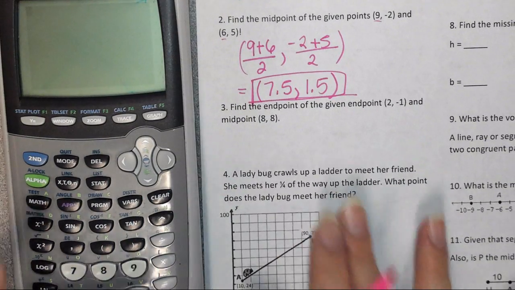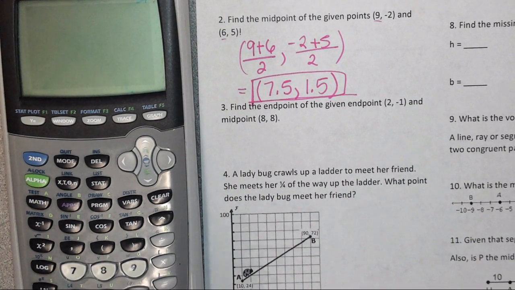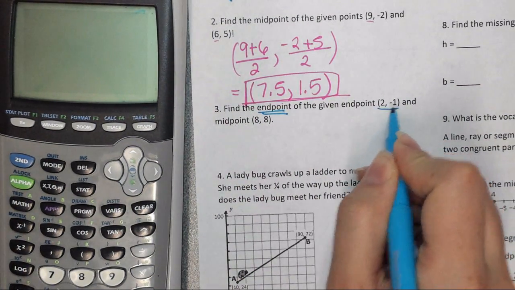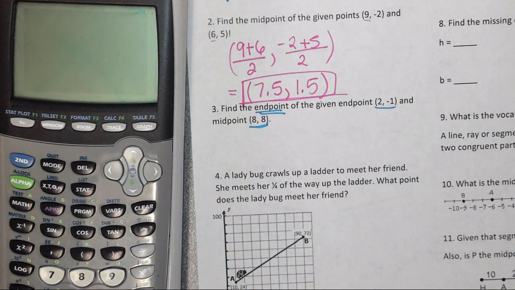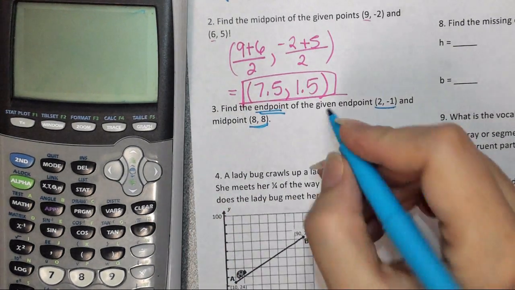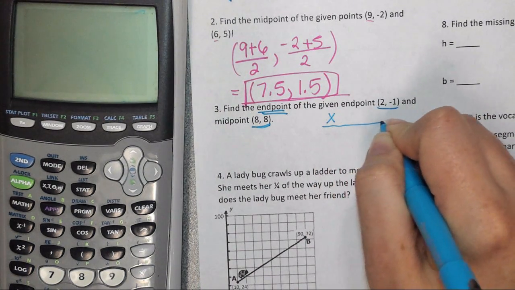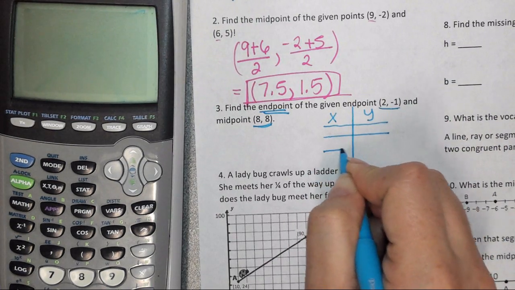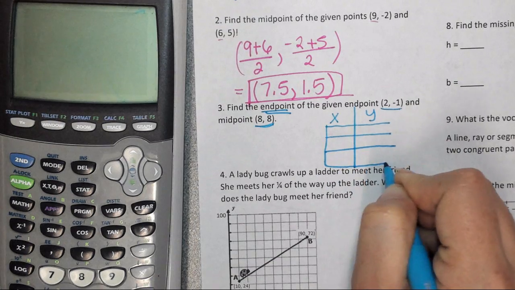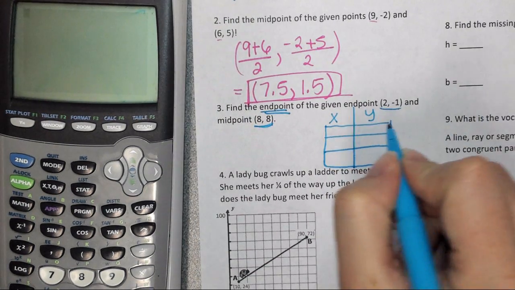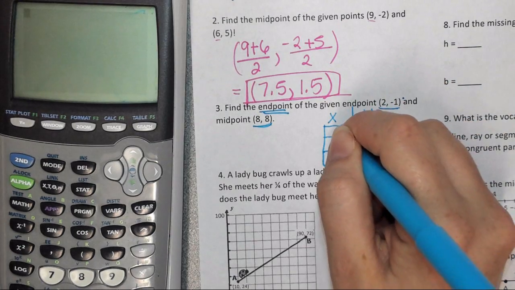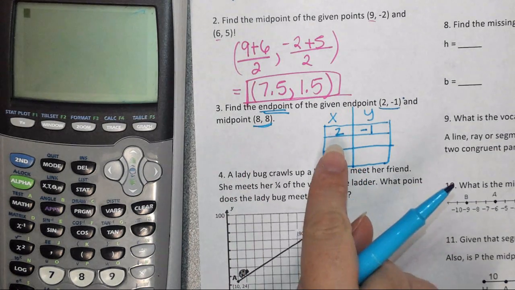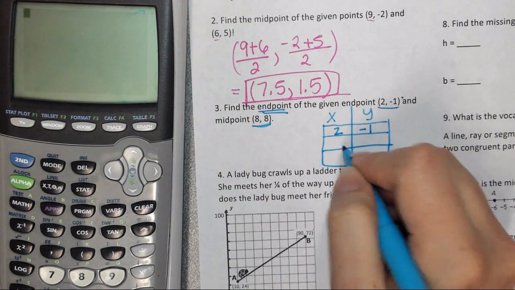Okay, the next question wants us to find the endpoint if we're given this endpoint at (2, -1) and a midpoint of (8, 8). For problems like this, you want to create an X and Y table that has 3 slots. The endpoint is going to go at the top. Midpoint always needs to go in the middle since it's in between the two endpoints.